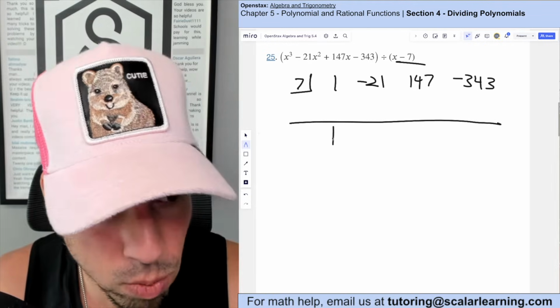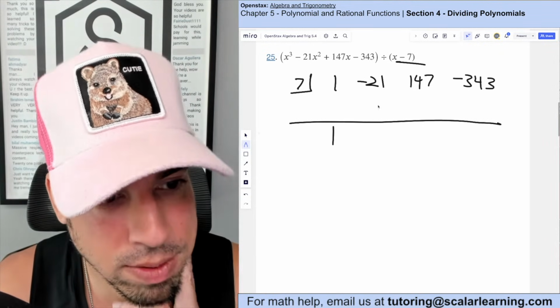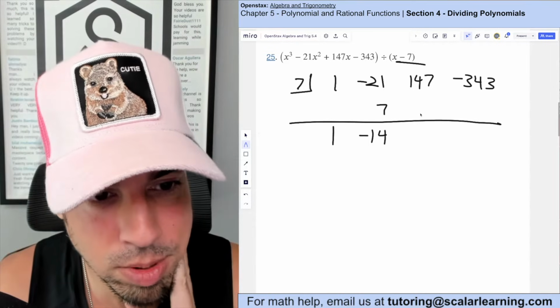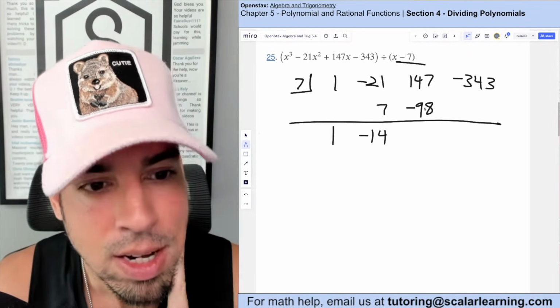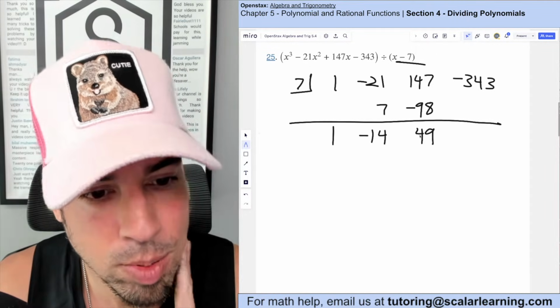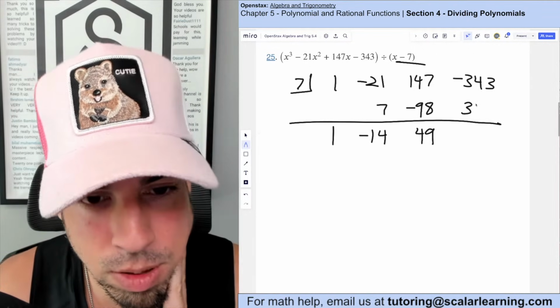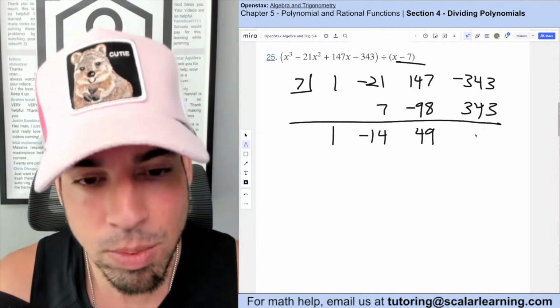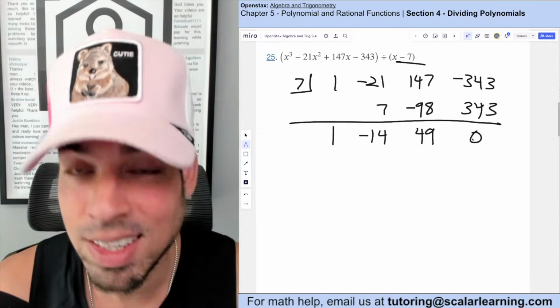So first, we drop that 1. Multiply 1 times 7 is 7. We add these together, we get negative 14. Negative 14 times 7 is negative 98. 147 plus negative 98 is actually 49. Then last but not least, 49 times 7 happens to be, I know this because it's 7 cubed, I got it memorized, it's 343. Then we add these together and that gives us a nice 0.